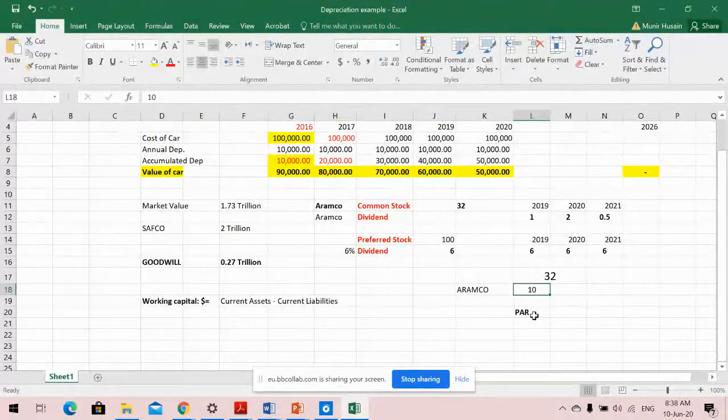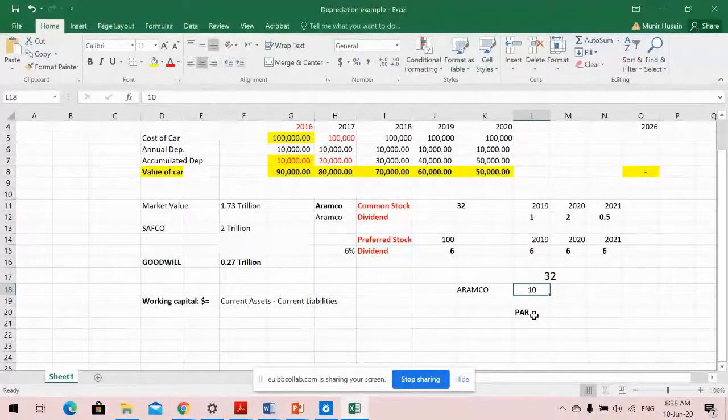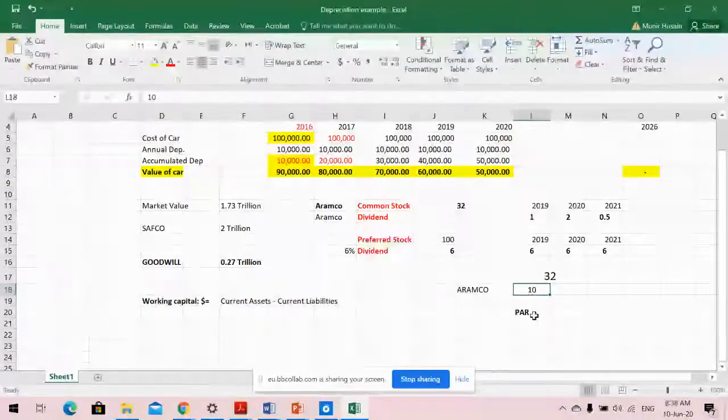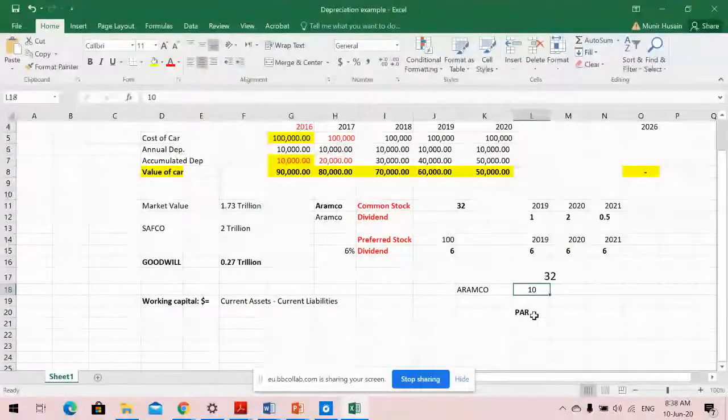The par value is 10. If you go back and return your share to Aramco, they'll give you 10 riyals, because this is the par value in the Saudi market, right? Why do they sell it at a higher price? Because this is what they think the price should be, because of their brand. You can put 32, you can put 20, you can put 40, whatever. But they decided to put it at 32.